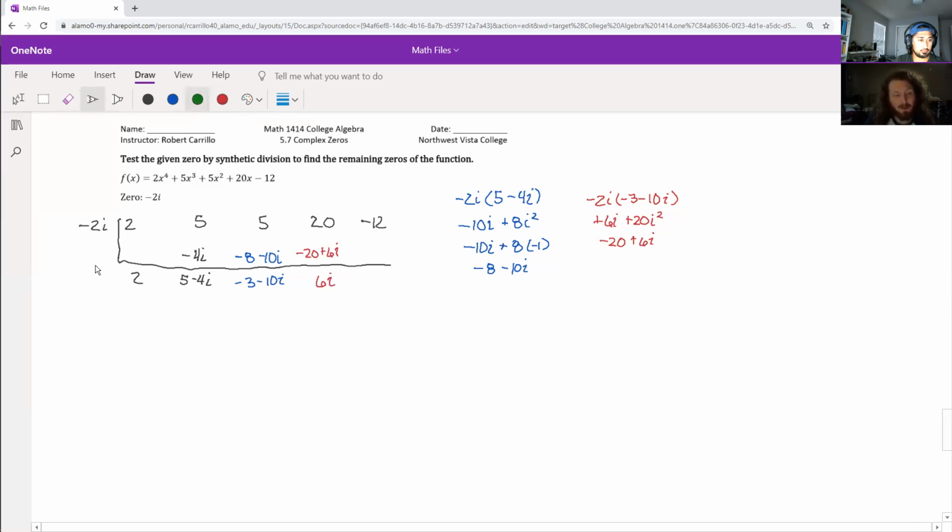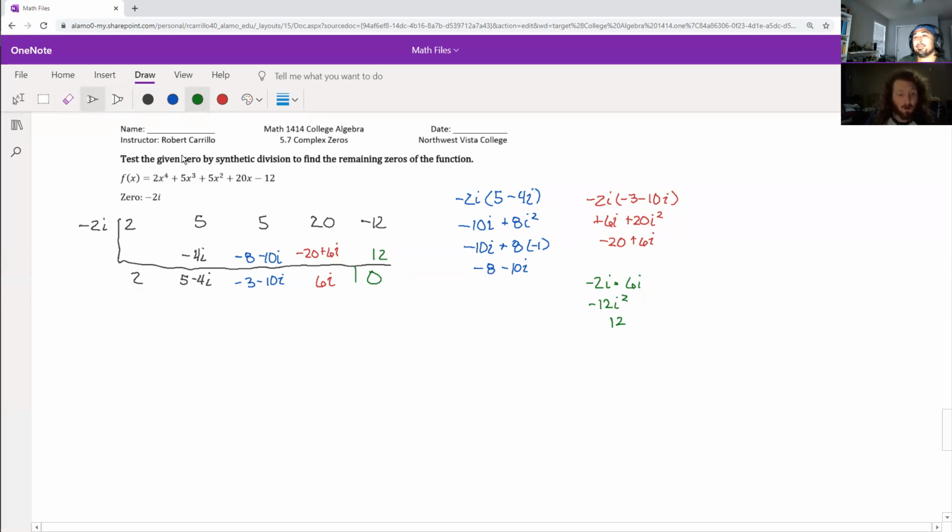And then our last one is negative 2i times 6i, which is negative 12 i squared, which is just 12. And look at that. We get our 0.